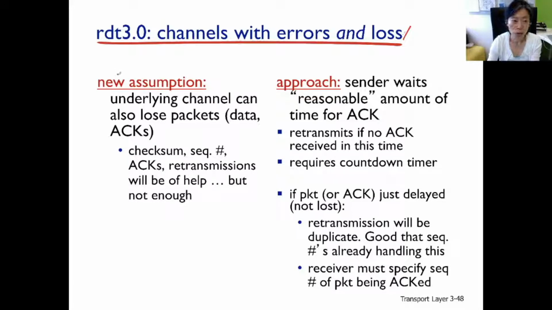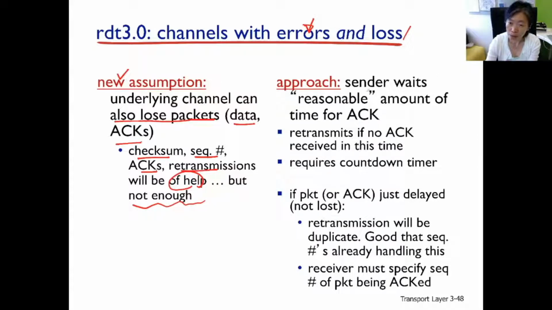So the new assumption here is very general. The underlying channel might have bit errors, but it might also have packet losses, both at the data side as well as the ACK side. Now, all these mechanisms we have in version 2, checksum, ACK, retransmission, and the sequence numbers to avoid duplicates will help, but only help for bit errors. So, in case of packet losses, not enough. So we need to add extra mechanisms.